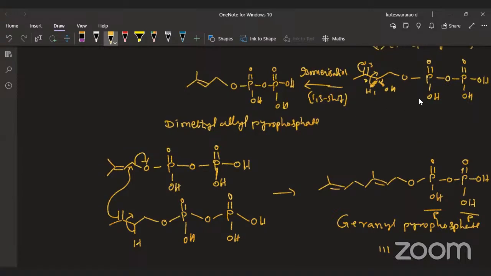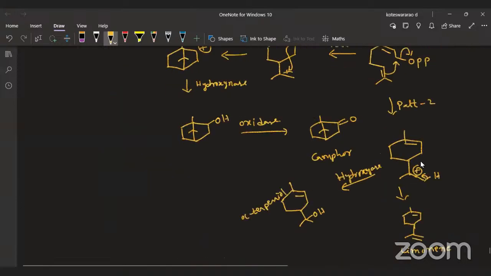This dimethyl allyl pyrophosphate and its isomeric structure undergo a condensation reaction that leads to the formation of geranyl pyrophosphate. This geranyl pyrophosphate undergoes cyclization by the leaving of the pyrophosphate leaving group. Then it leads to the formation of alpha terpineol, limonene, and camphor as the products. Okay, this is about the structural elucidation and biosynthesis of the terpenes and terpenoids.